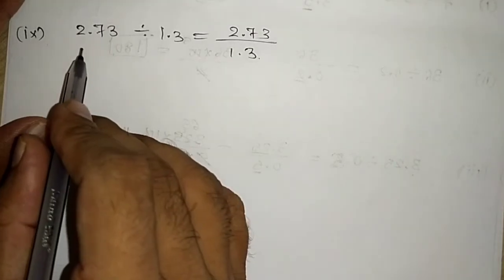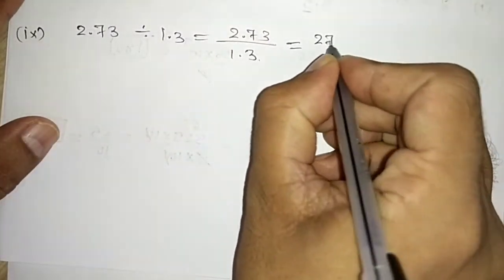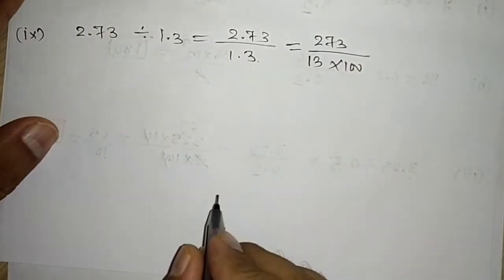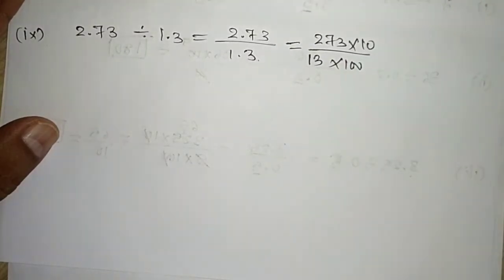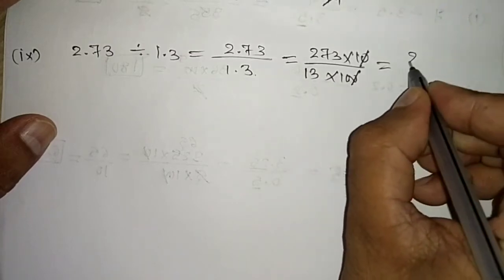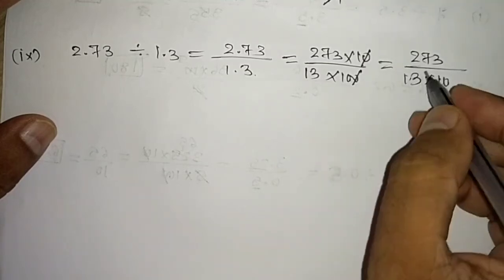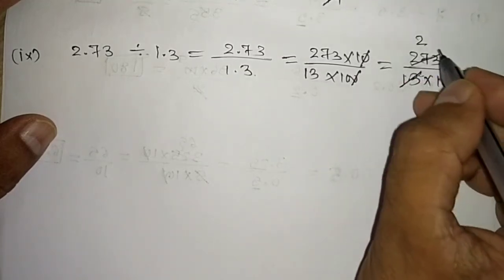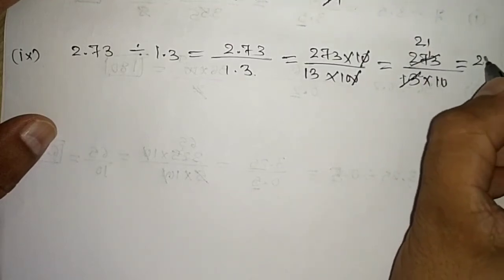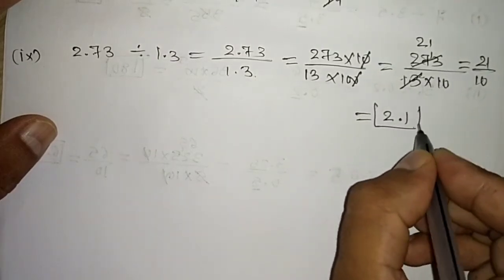Now let us move to the last part. It can be written like this: 2 decimal points from above, so we will place 100 in the denominator. 1 decimal point is removed from the denominator, so we will place 10 above. Again 0 from 10 and 0 from 100 will cancel out. So our new equation will be 273 divided by 13 into 10. 13 ones are 13, 13 twos are 26, 1 will be carried, 13 ones are 13. So our answer will be 21 divided by 10, which will eventually become 2.1.